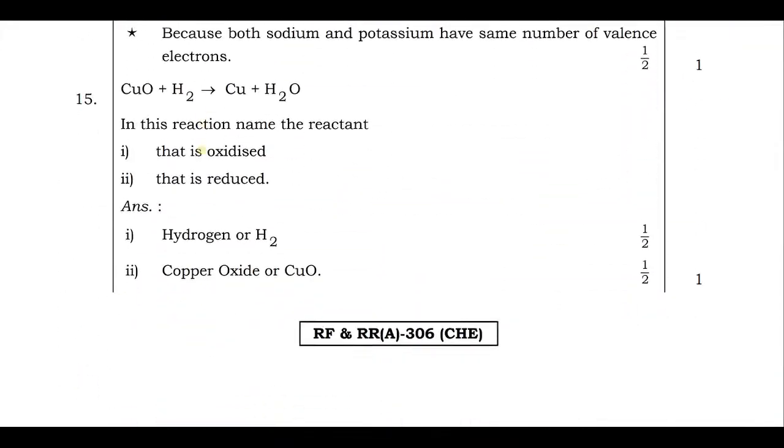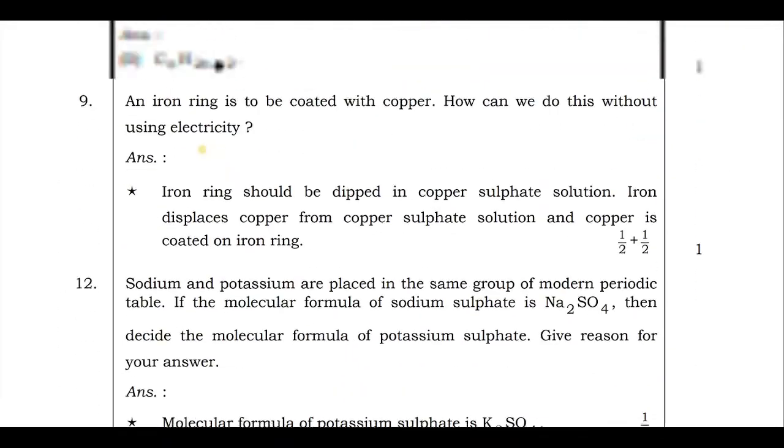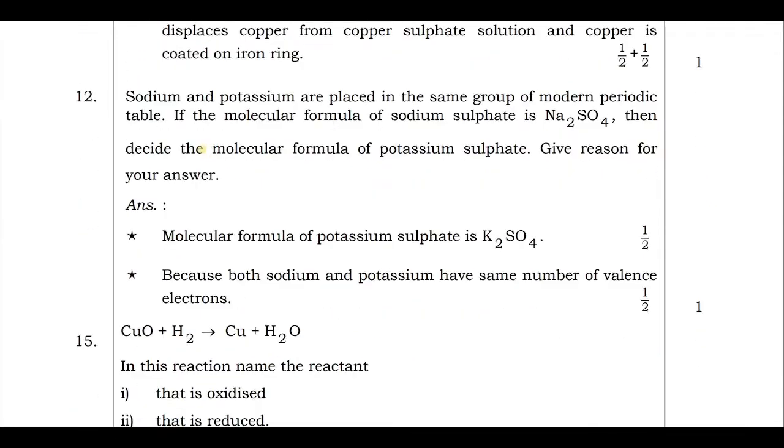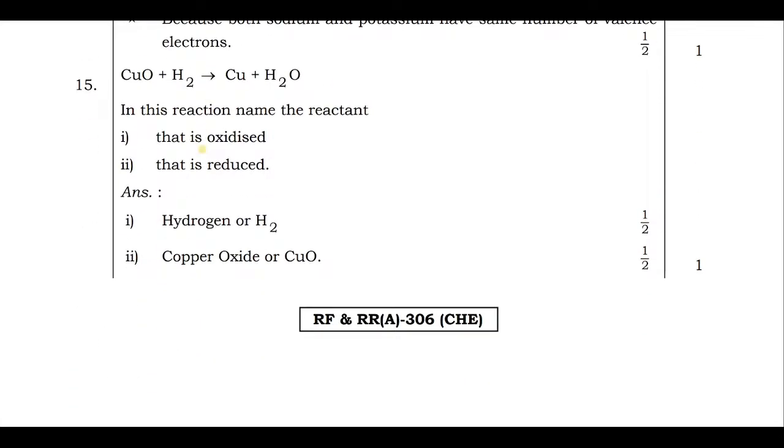Now we'll revise chemistry questions. CuO plus H2 gives Cu plus H2O. In this reaction, which is oxidized? That means here hydrogen is oxidized, right? Because hydrogen is converted into H2O. Oxygen is added here. Which is reduced? Here CuO is reduced to copper. That means oxygen is removed. Therefore, CuO, that is copper oxide, is reduced. Hydrogen is oxidized.